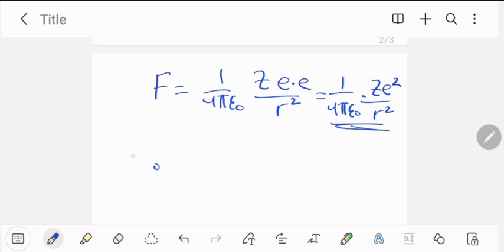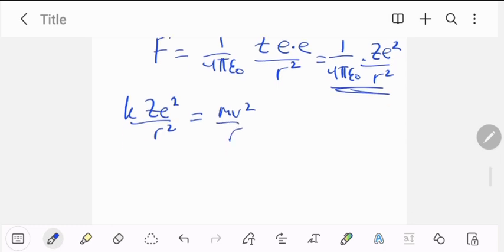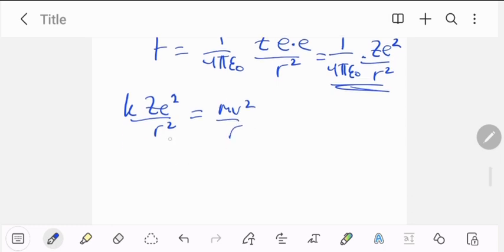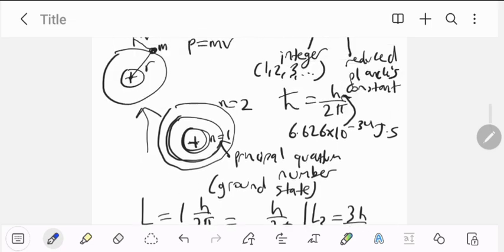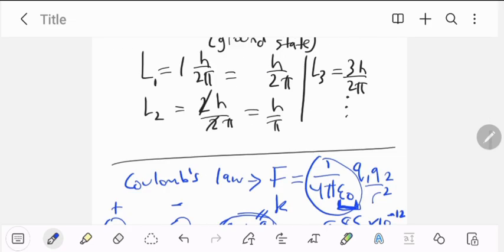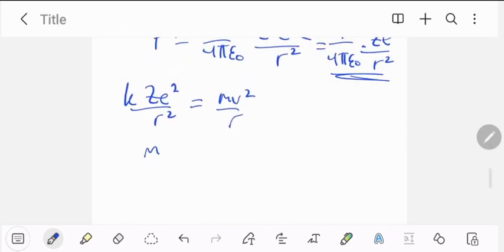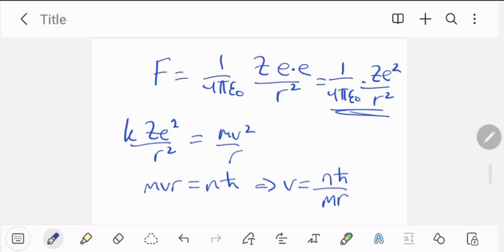So let's just write K instead. K ZE squared over R squared equals mv squared over R. That's the centripetal force. Now, from Bohr's quantization of angular momentum, postulate number 4, we know the following. mvr is n h bar. Therefore the velocity is just n h bar over mr. That's the velocity of the electron. Let's substitute this into this.